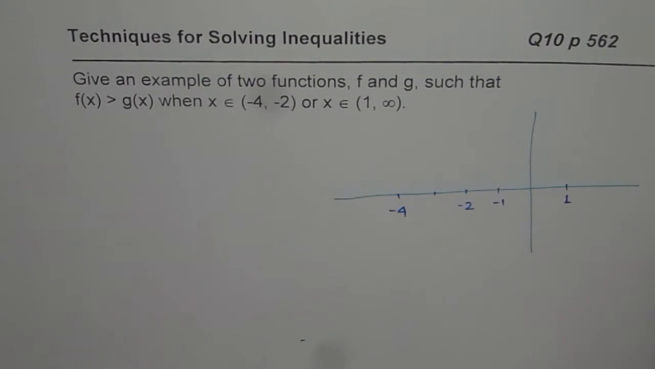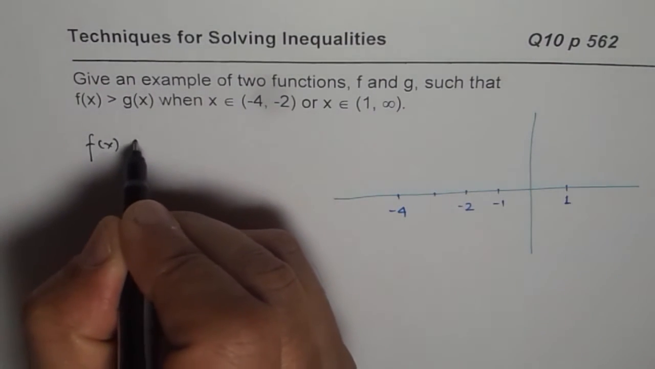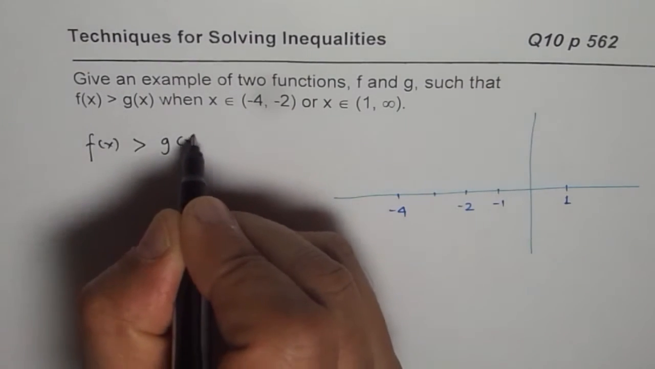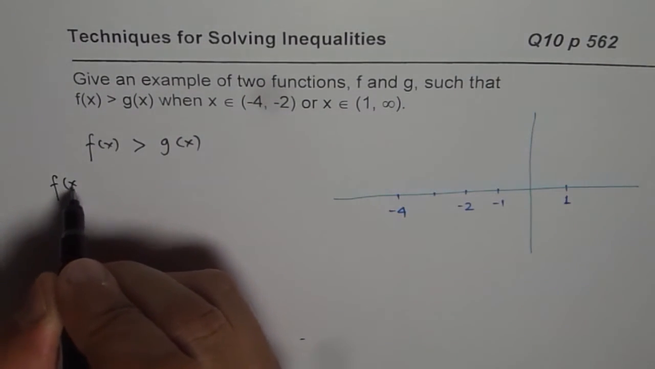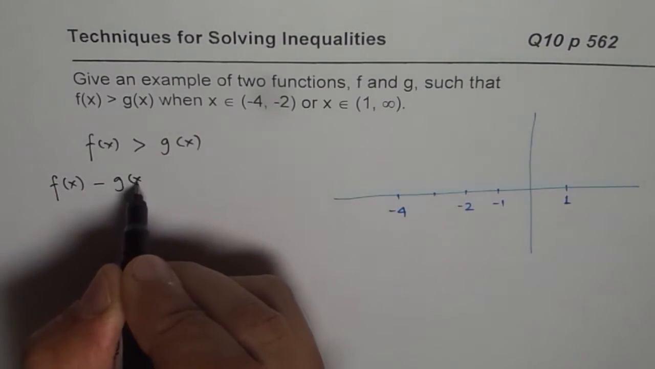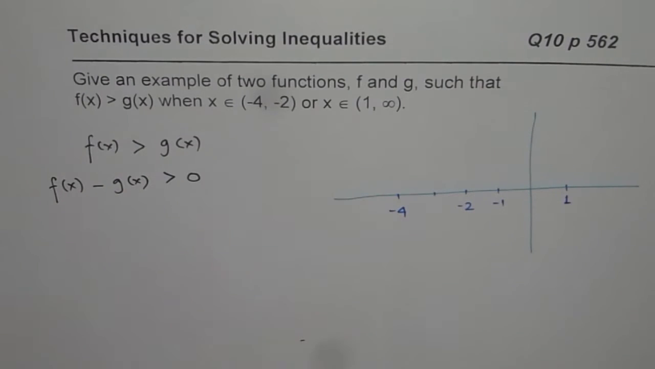So let's look at it carefully. We want to find a function f of x which is greater than g of x. I can rearrange this and write it as f of x minus g of x is greater than 0. That gives you a clue how I can use a combination of functions to solve this inequality. That is the technique I am going to use in this particular case.